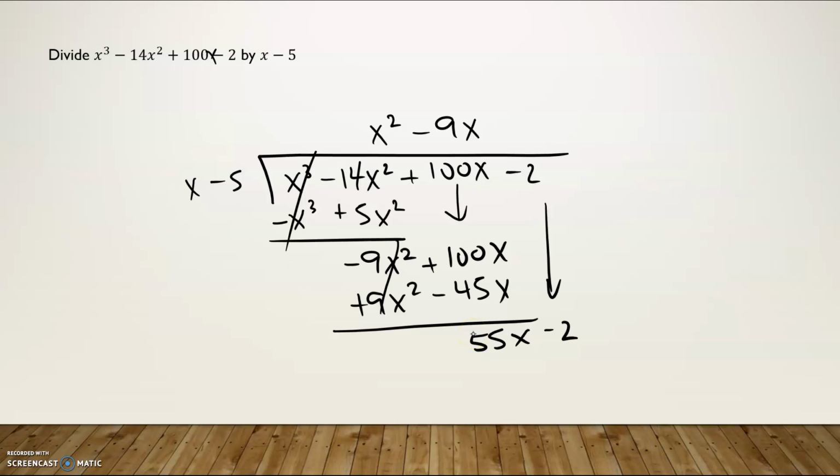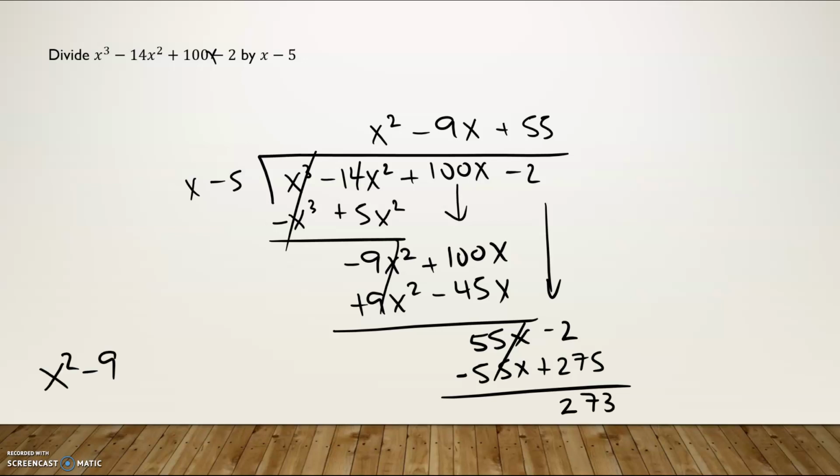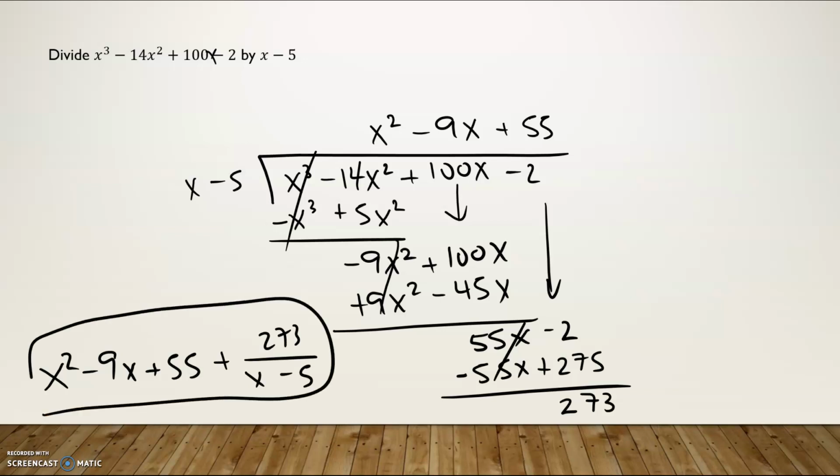Bring down that negative 2. Make these look alike, so plus 55. Okay, so 55 times negative 5 is a negative 275. And then 55 times x, so 55x. Change the signs. That goes away. And then 275 minus 2, 273. So x squared minus 9x plus 55 plus 273 over x minus 5 will be my final answer.